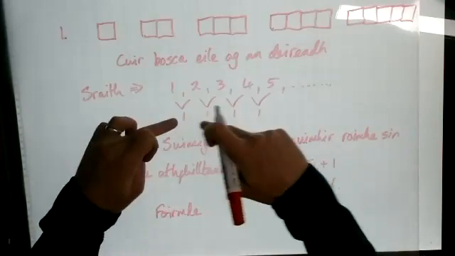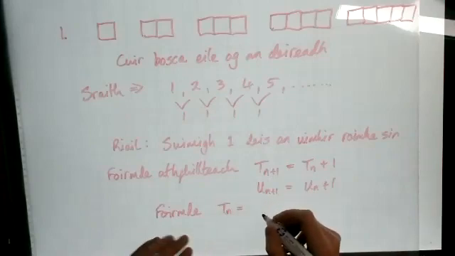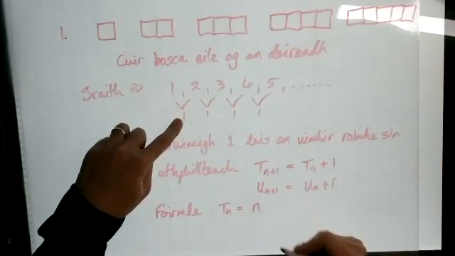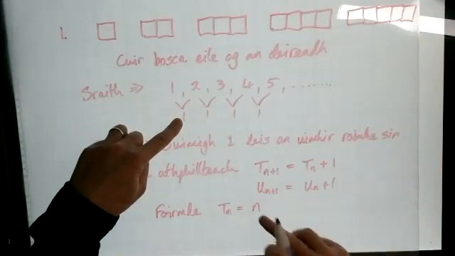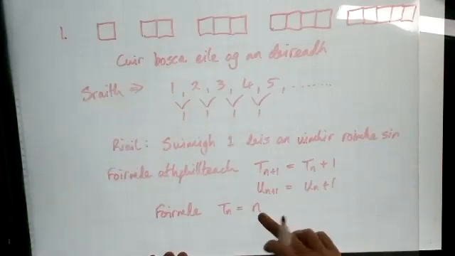So in the formula here we're switching to a pattern. So the T_n, we're switching to T_n, which is equal to n. So the formula is n, so T_n equals n. Okay.